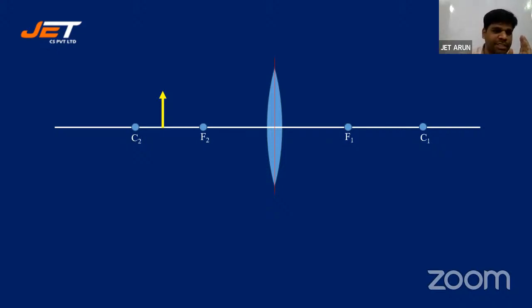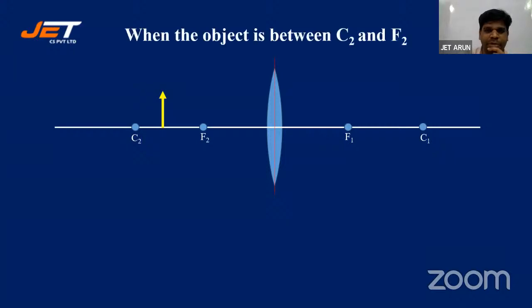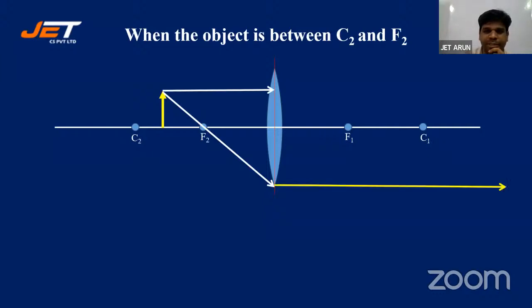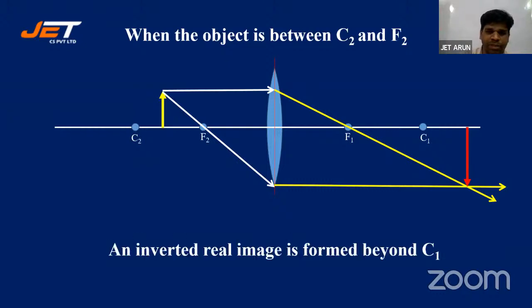Yes, Reshma is right, Shashank is right. Let's look at the ray diagram. A ray passing through F2 will refract parallel to the principal axis. A ray parallel to the principal axis will refract through F1. There we get the tip of the image this way. Look at that. That's enlarged, inverted, and real. So a real inverted image is formed beyond C1.